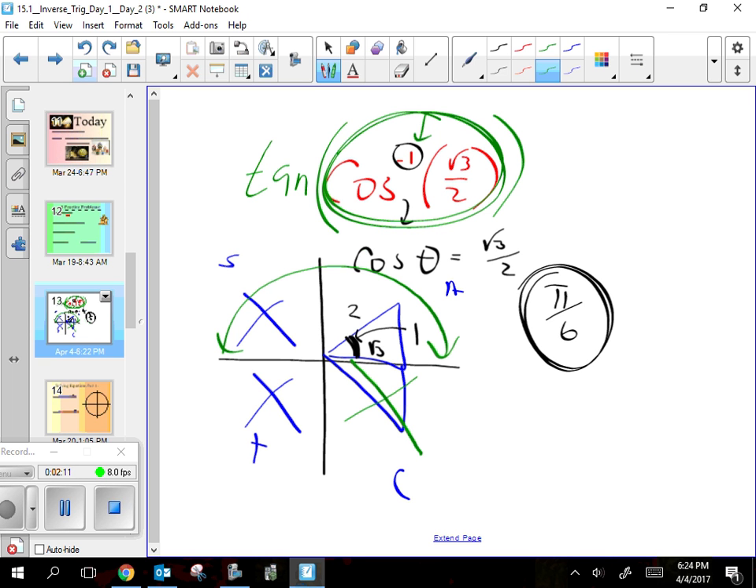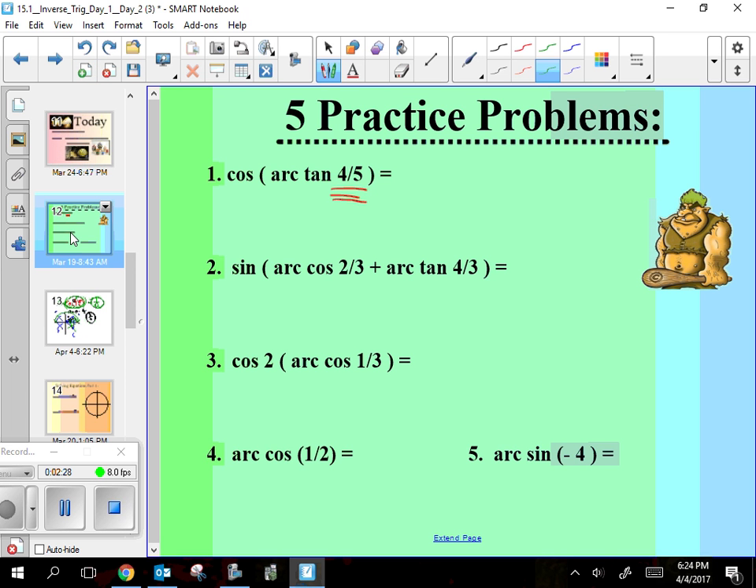No need to draw a new triangle. I just look in here and go tangent, TOA, opposite over adjacent. And that's going to be opposite is 1 over adjacent is root 3. So that's a little bit more advanced kind. Well, what's different about this problem is that it's arctan, which is tangent with the little -1. That means inverse tangent. And I can rewrite that.